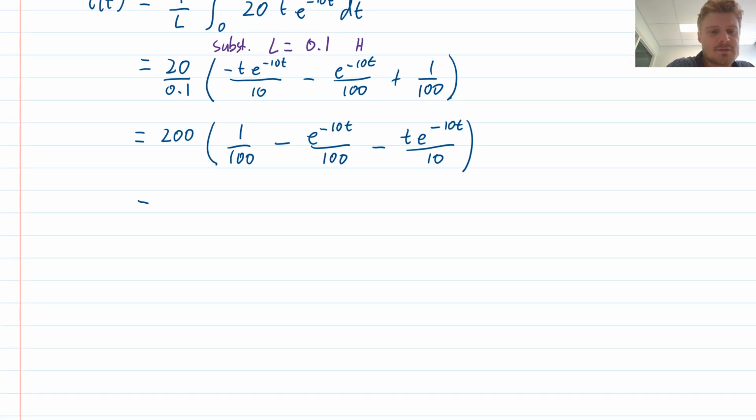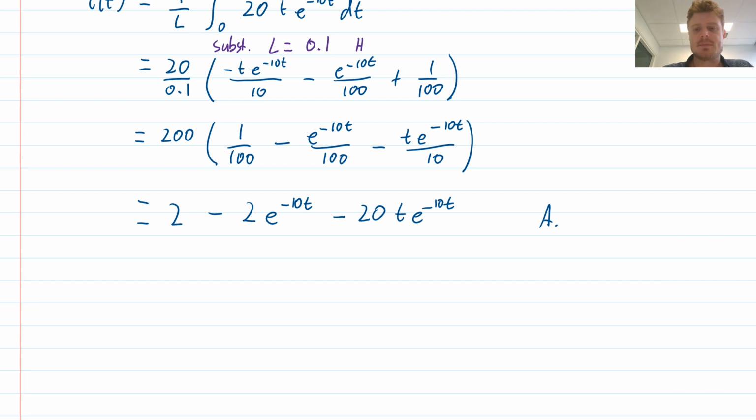Bringing that 200 through will give me 2 minus 2 times e to the minus 10t, minus 20 times t e to the minus 10t. And that will have units of amps because that is a current.